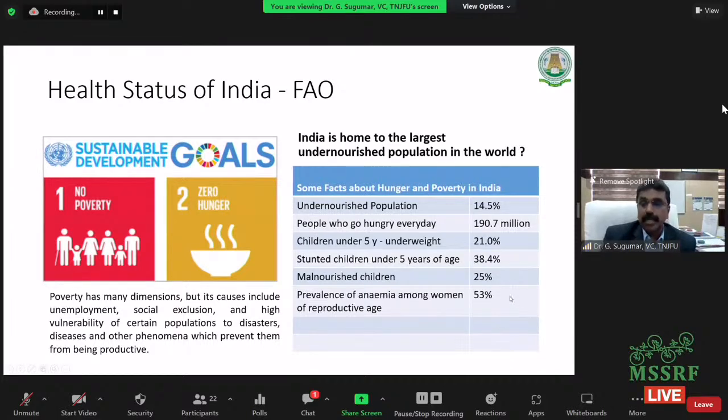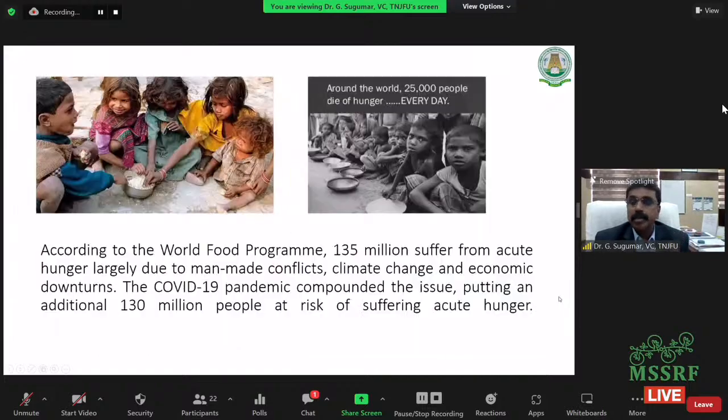Stunted children under 5 years of age, 38.4%. I think it has improved from the figures that our previous speaker, Dr. Piyush, has shown. And malnourished children, about 25%. And more importantly, 53% is the prevalence of anemia among women of reproductive age. Where do we stand as a country in hunger and poverty? If we are not addressing this issue, especially anemia among women of reproductive age, they cannot produce healthy children, and that is not good news for our country. So we need to see how well we are able to overcome this.